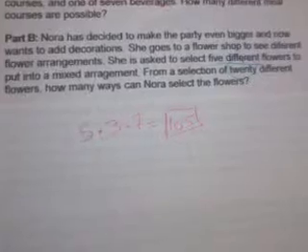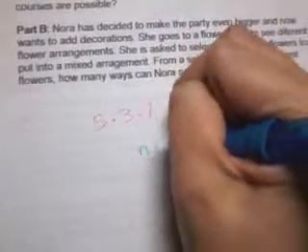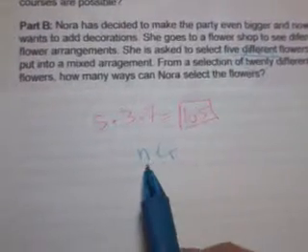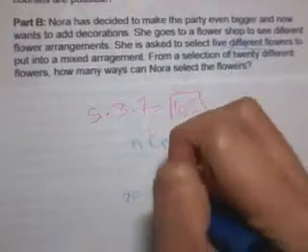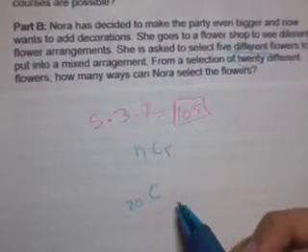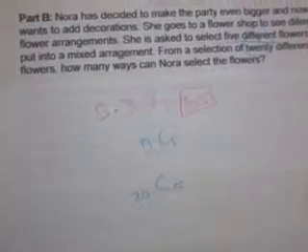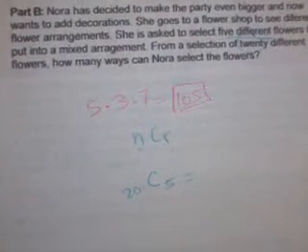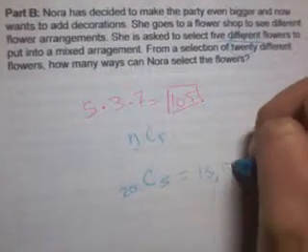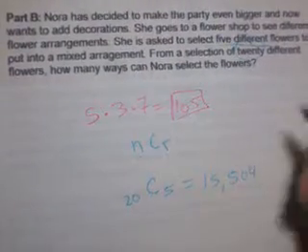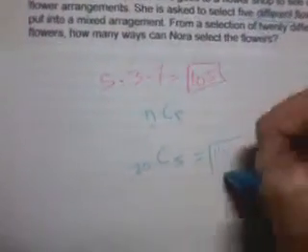So for this part, we're going to be using combinations, which is nCr. So we're going to find the total number of flowers that we have to pick from is 20. And the number of flowers that she wants is 5. So it's 20C5. And when we plug it into the calculator and calculate it, we get 15,504. So that is how many ways Nora can select the flowers. So that's our answer for Part B.